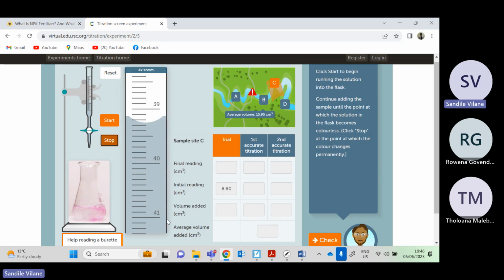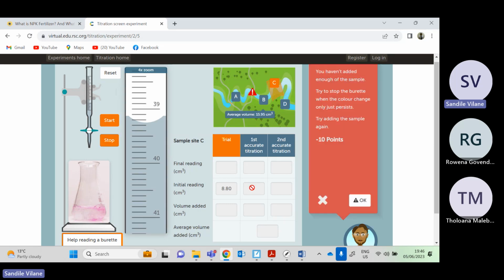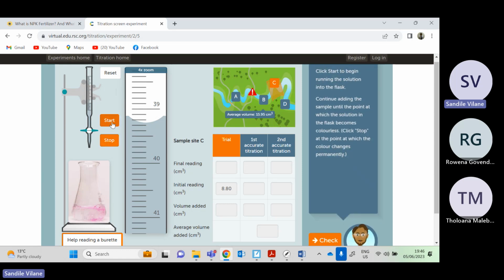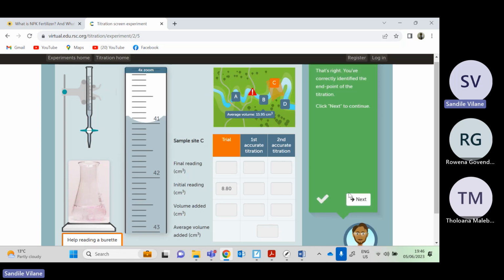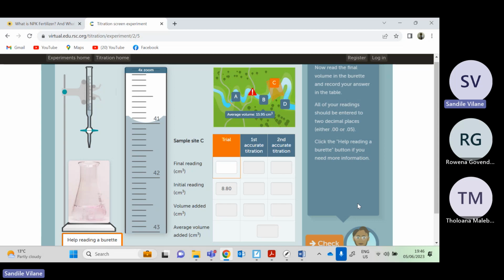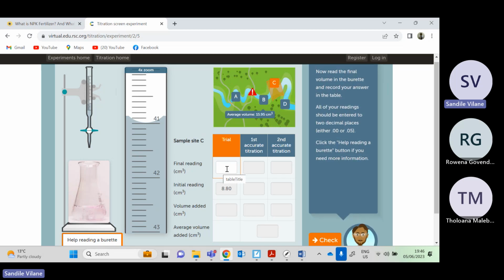I think that's about fine. Check. No, we haven't added enough. Okay, let us add. It looks fine to me now. Good. So now read the final volume. It is exactly 41.00.